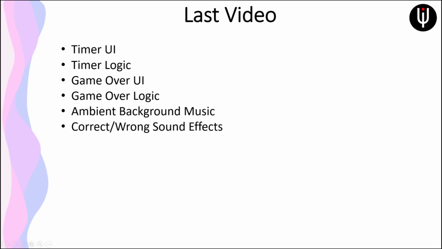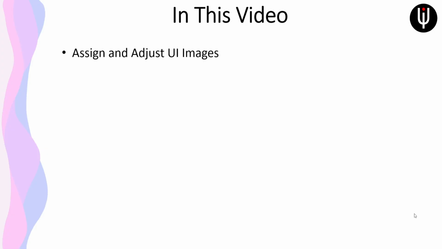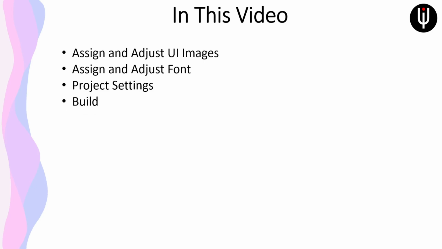Today's video would be the last video of this series. In this video, we'll cover assign and adjust UI images. Then we'll see how to assign and adjust font. So we'll create some font. And then we'll see the project setting for Android build. And finally, we'll take a build.